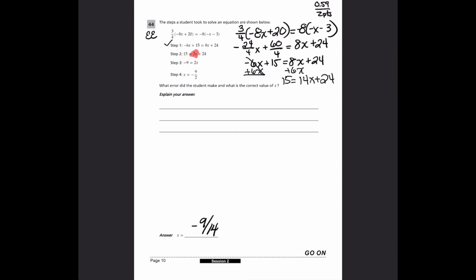Here's the mistake. How did they get 2x? So they definitely did 8x plus 6x. So what happened here? It looks like what they probably did was they subtracted 8x minus 6x to get 2x. So there's the error. So I'm going to put my answer here. The error is in the second step.